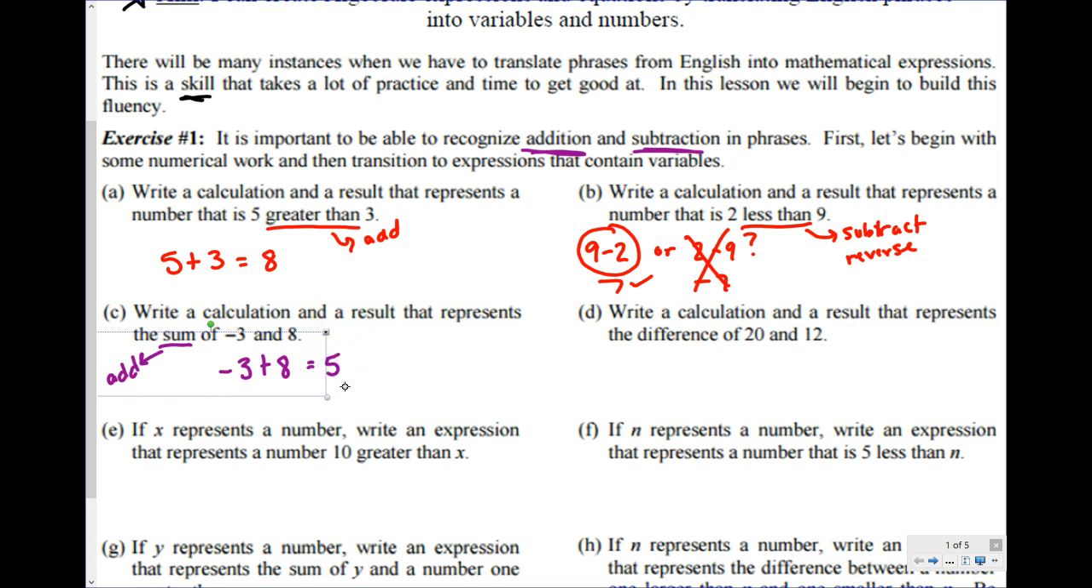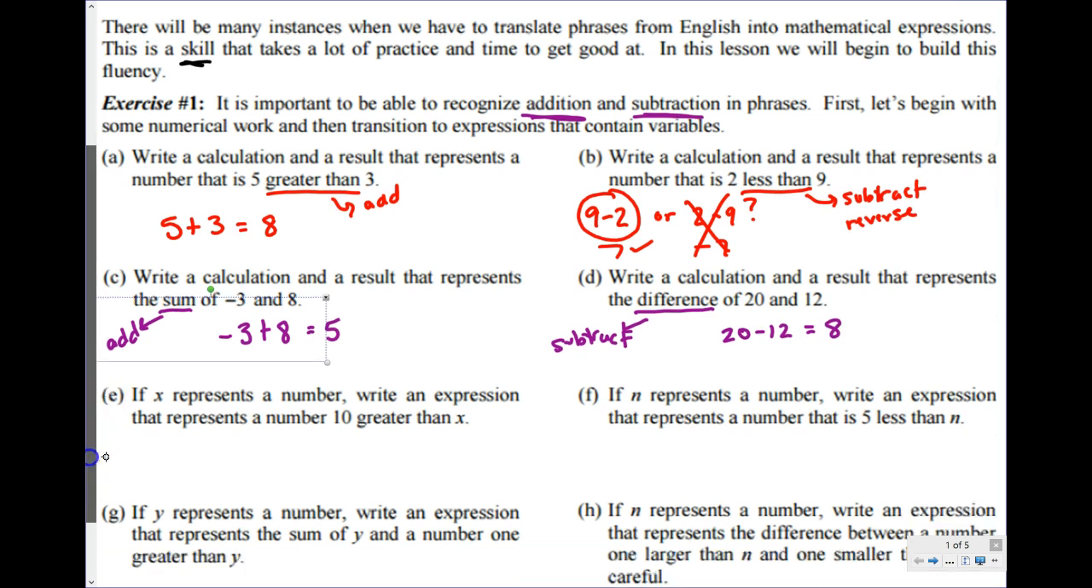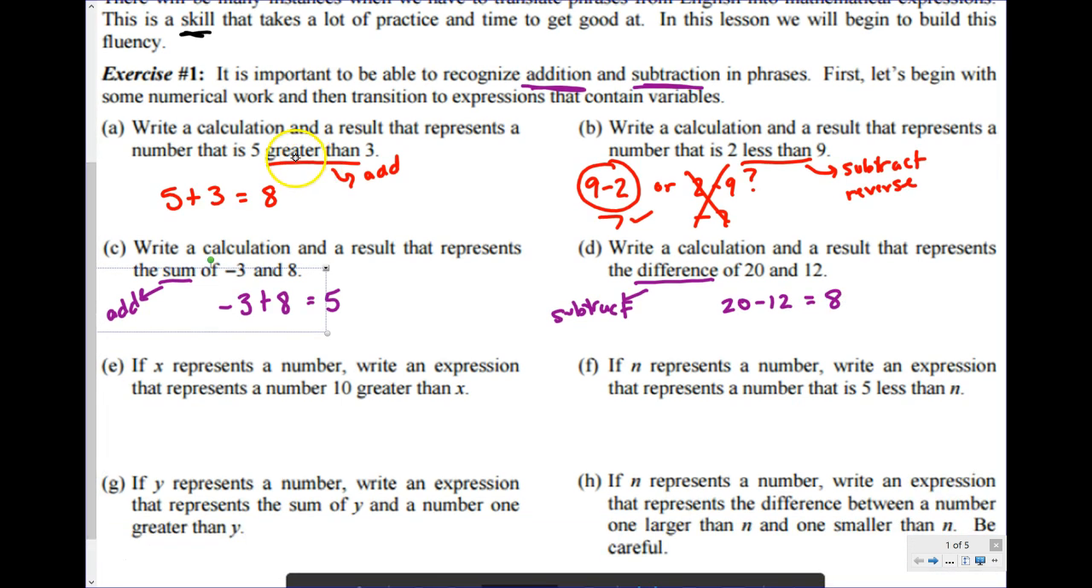Okay? D. Write a calculation and a result that represents the difference of 20 and 12. Well, difference means to subtract, and in this case we do it in the same order. So 20 minus 12 would give me 8. Okay, so notice that the phrases I'm underlining: greater than, less than, sum, difference, clue you into what kind of operation you need. So we're translating like we would a foreign language.